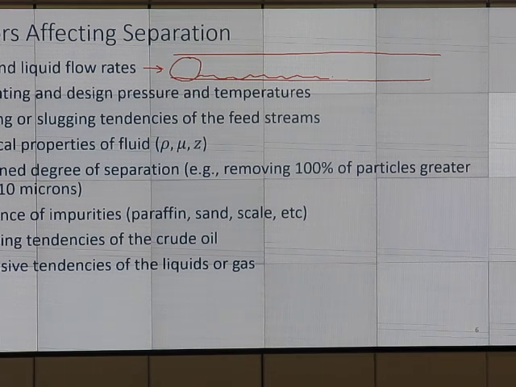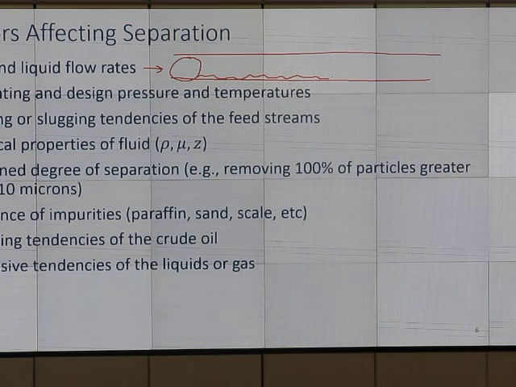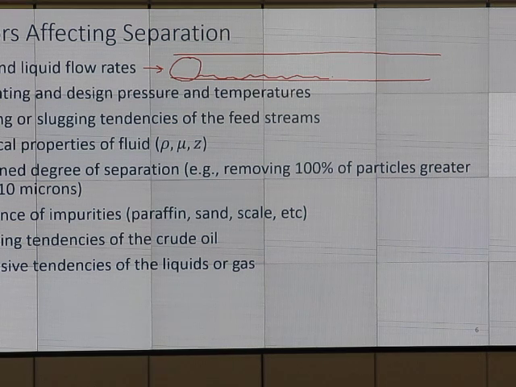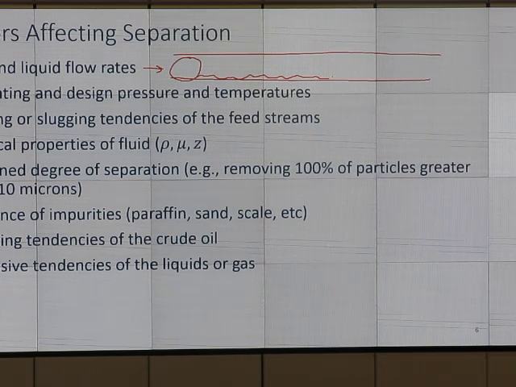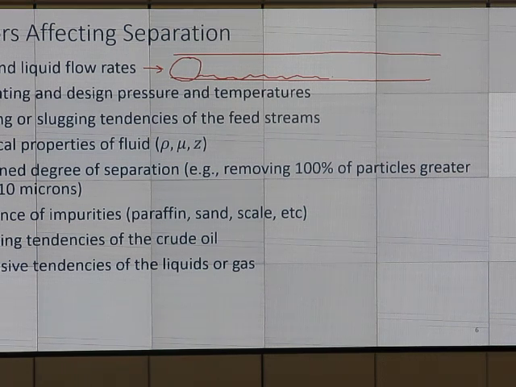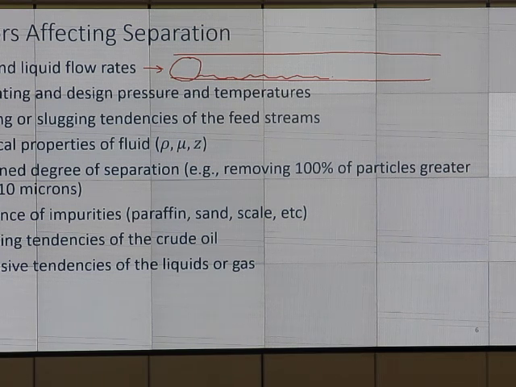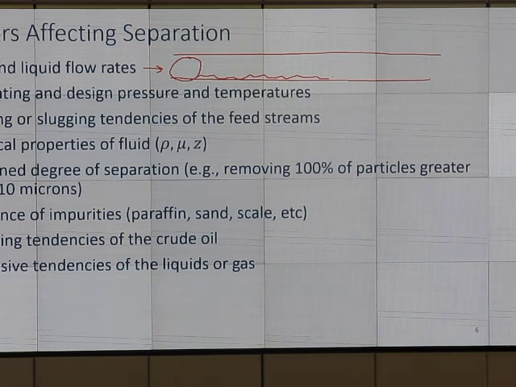And the presence of impurity. Do you have impurity? If you have sand, scale, paraffin, it may cause more problems with emulsion, for example. And we have to look at the foaming tendency of the crude. If we have foam, we have a foam breaker, or we add some plates into the facility to break any foam. And we have to consider the corrosive tendency of the liquid or gas. What kind of material is compatible, or we expect that after a certain number of years, we have to change the separator or something.